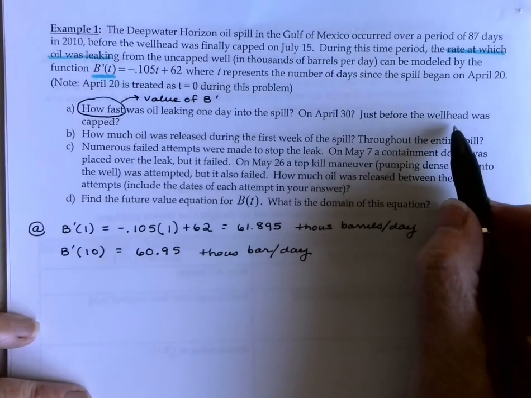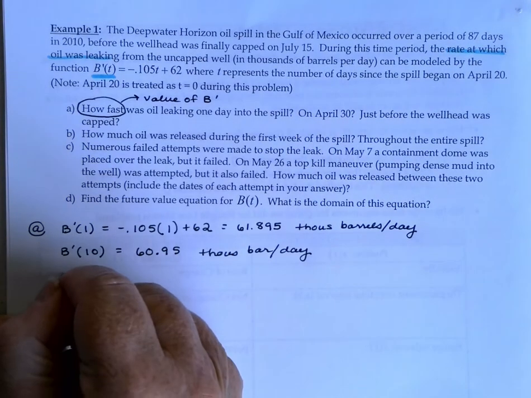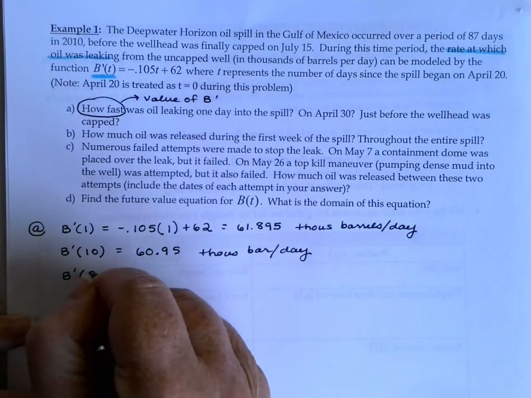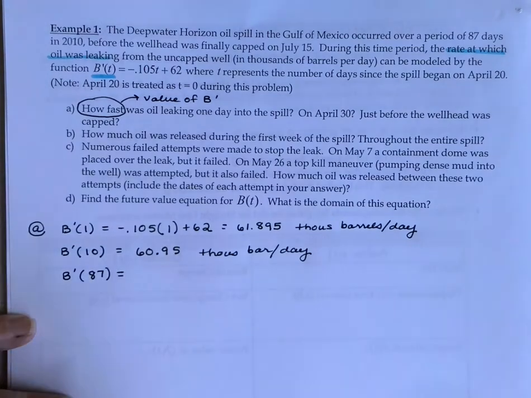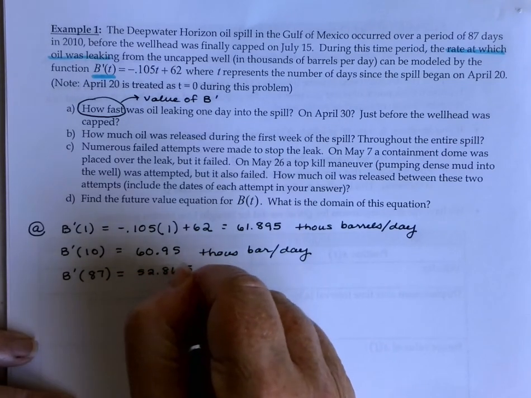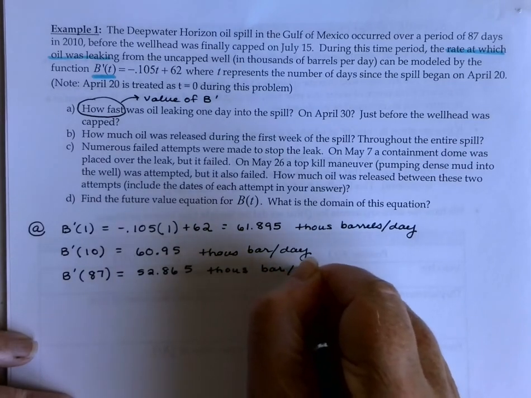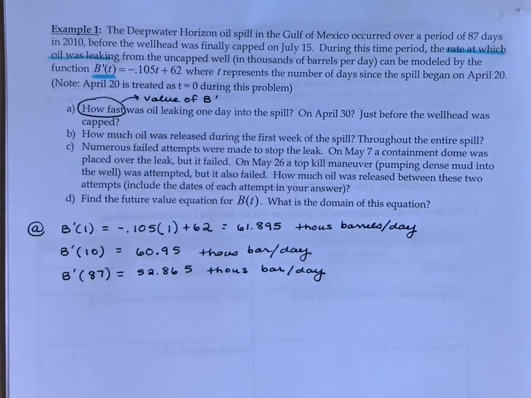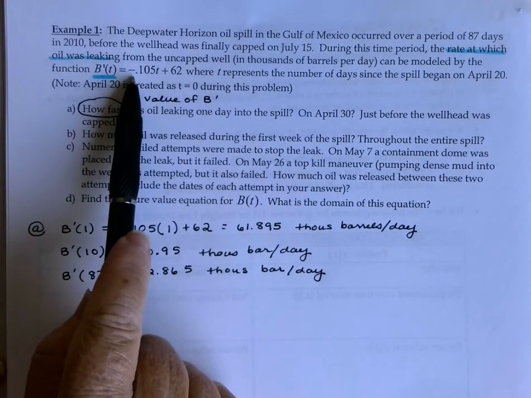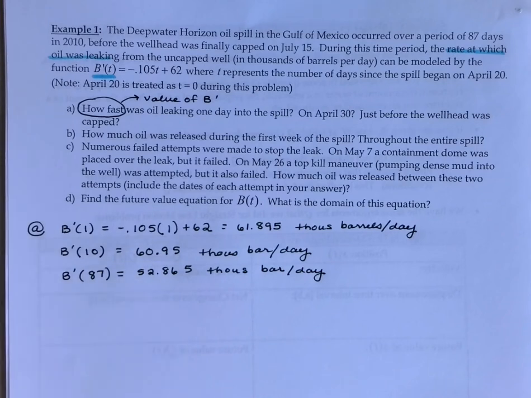And then just before the wellhead was capped, it told us that it took 87 days, so that would be the rate of change b prime on the 87th day. And again, just plugging the 87 in for t, that one gave me 52.865 thousands of barrels per day. So as we noticed with a negative slope here, we are getting slightly slower in terms of the oil leak rate as time goes on.